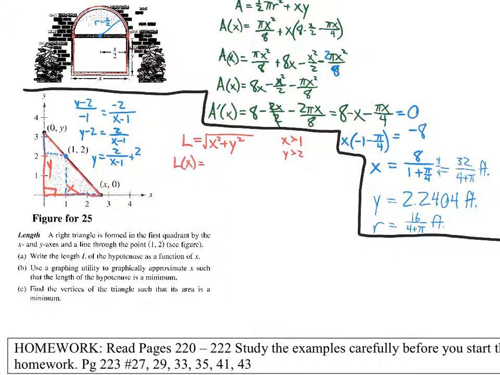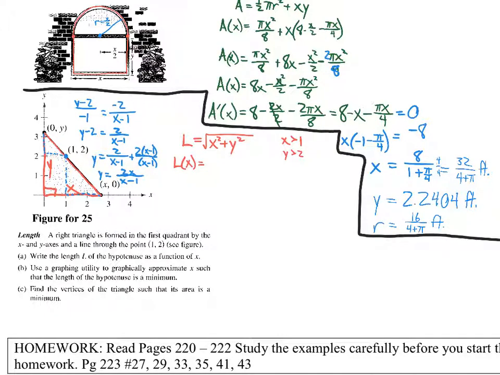Now, one thing I'm going to do here that might make my life a little bit easier later is I'm going to multiply this by an x minus 1 over x minus 1, get a common denominator, and now I can write y as 2 plus 2x minus 2, which is just going to simplify to 2x over x minus 1.